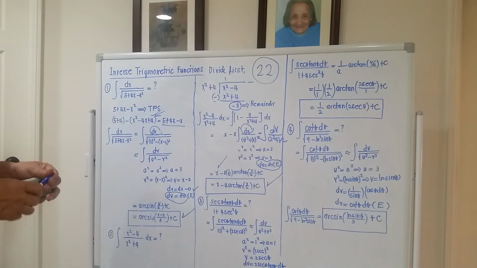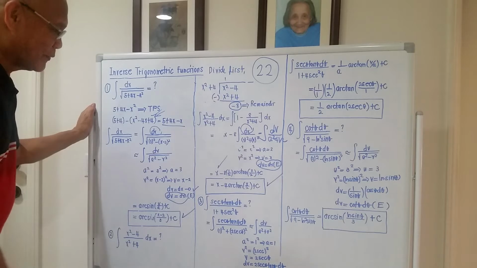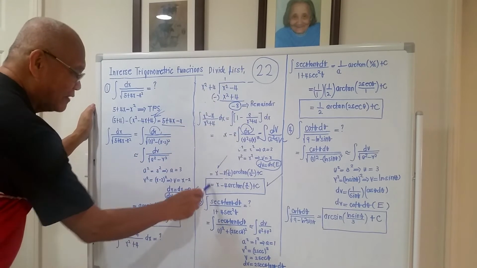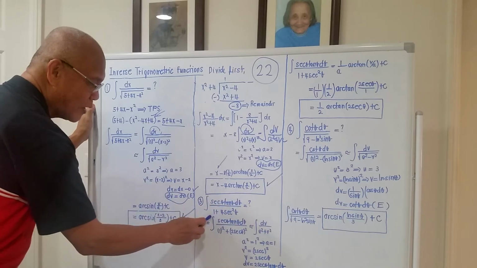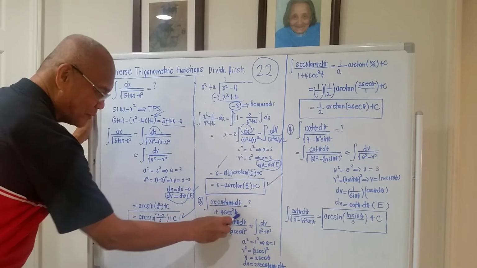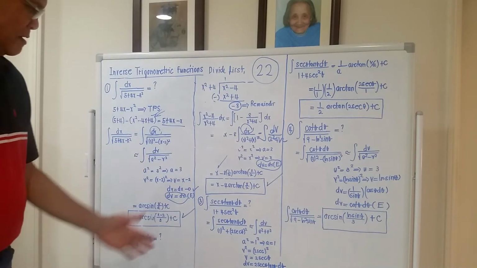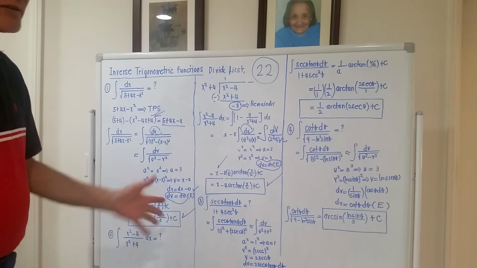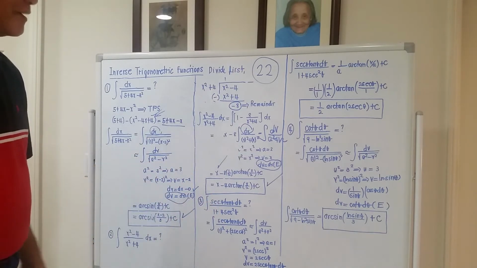Example number 3: the integral of secant theta tangent theta d theta over 1 plus 4 secant squared of theta. We got a plus sign underneath, so maybe this falls under arctangent.